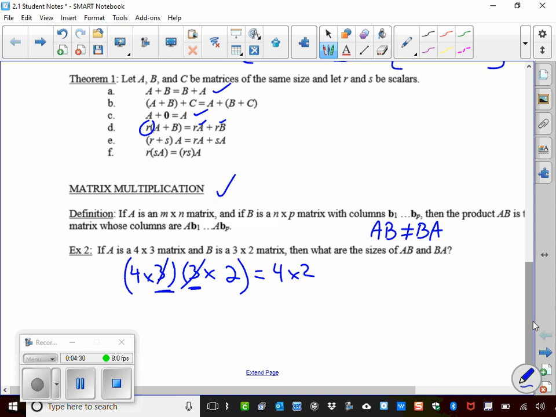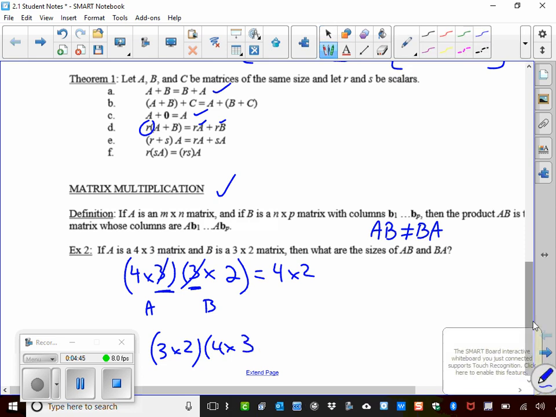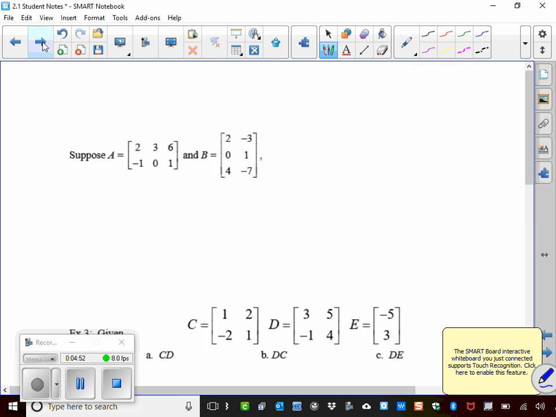All right. And so if you tried to reverse that, where this was A and this was B, and you tried to do B times A, you'd have a 3 by 2, and then a 4 by 3, and it wouldn't line up. Oopsie. It wouldn't line up. And so automatically you would know that's impossible. Okay. All right.